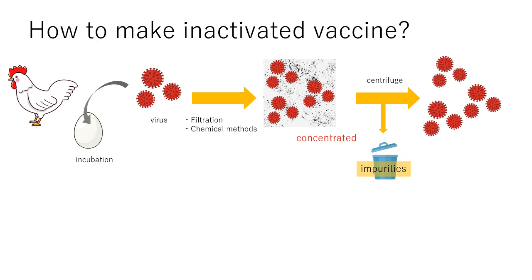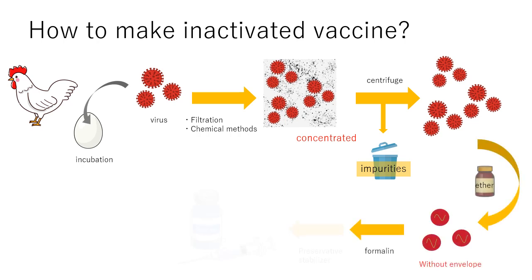Next, to inactivate it, the virus envelopes, which are thought to be the main cause of adverse reactions, are removed with ether, and formalin is added. Finally, the vaccine is made by adding a preservative and stabilizer.